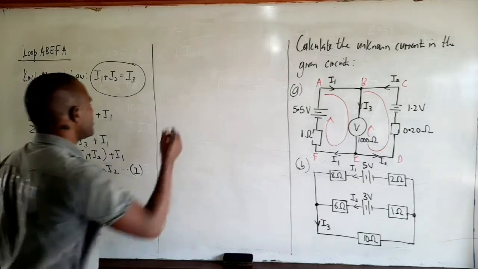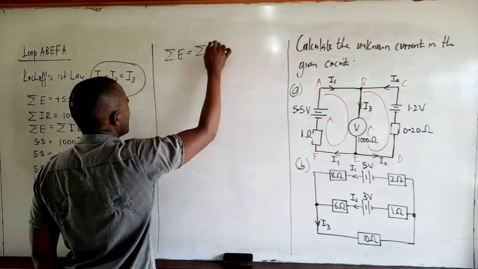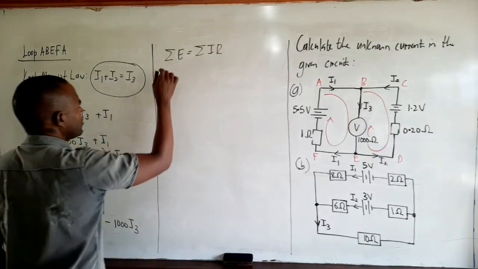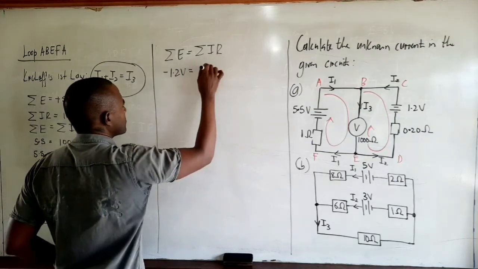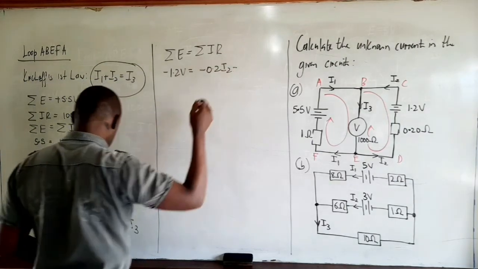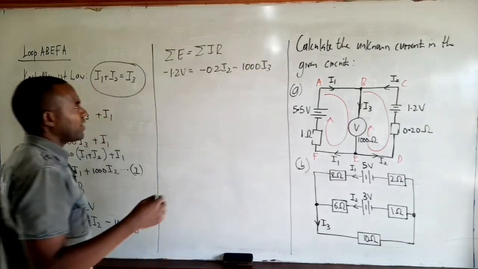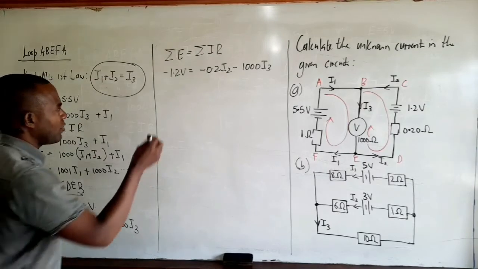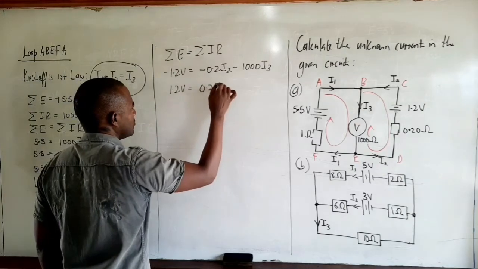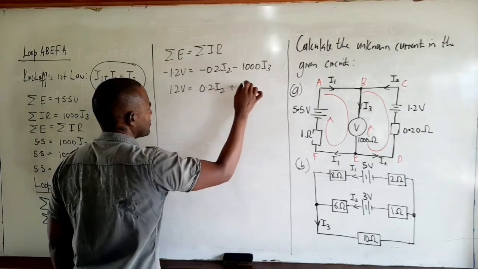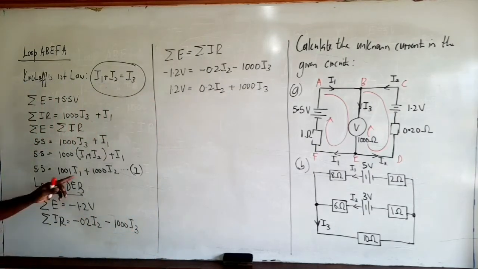And so get our second equation. So we can say sum of E equals sum of IR. And so we have minus 1.2 volts is equal to minus 0.2 I2 minus 1000 I3. If we simply multiply through both sides by a negative 1, then what we have now is 1.2 volts is equal to 0.2 I2 plus 1000 I3.